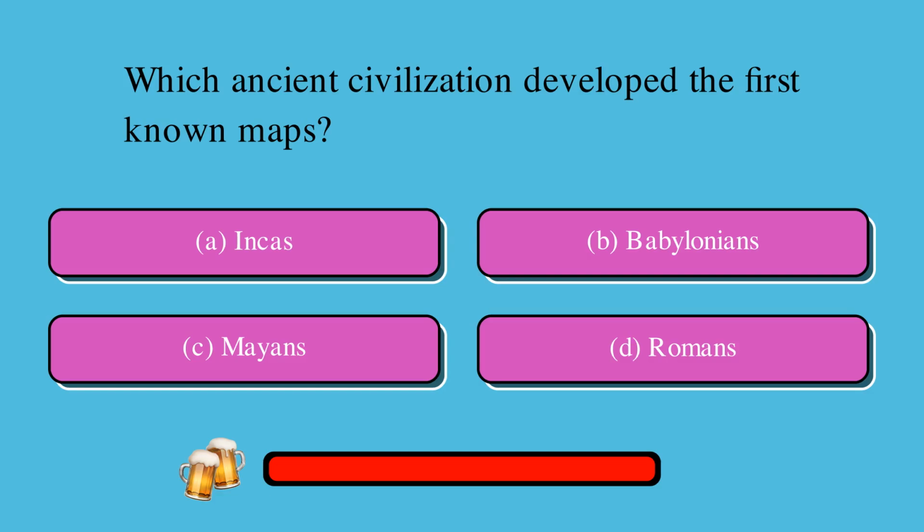Which ancient civilization developed the first known maps? Is it A, Incas, B, Babylonians, C, Mayans, or D, Romans? The correct answer is B, Babylonians.